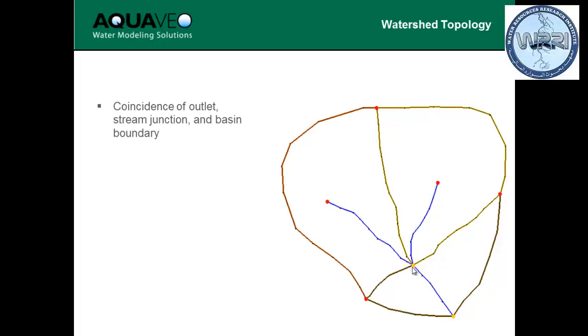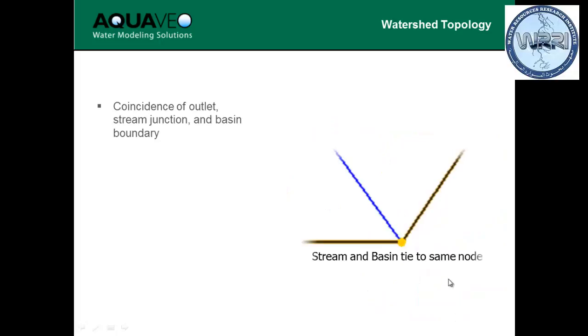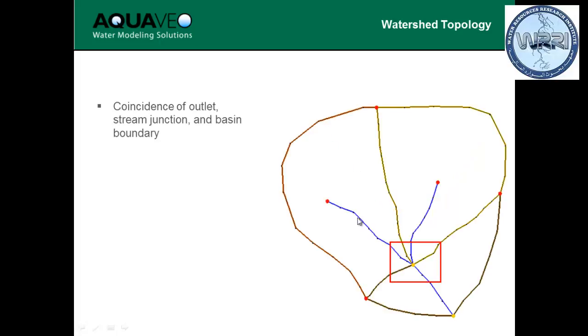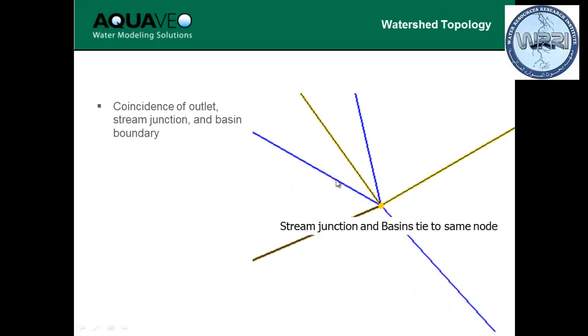So if I zoom in to this location here, then you're going to see that no matter how close I zoom, this outlet point is going to be attached to this basin boundary as well as this stream here. Same thing at this location. If I zoom into that location, then I have these streams coming into this outlet point, this stream going out, and then I have these basin boundaries. And all of those have to be at exactly the same node.